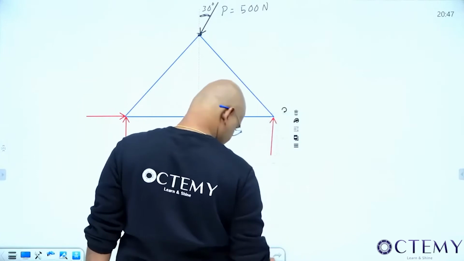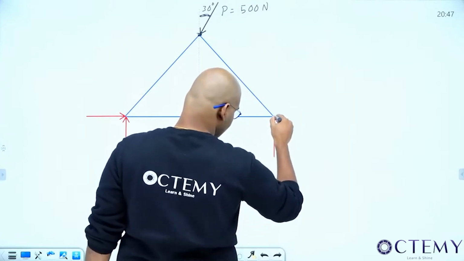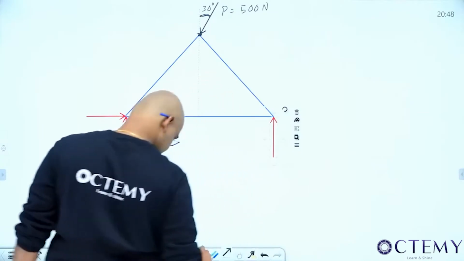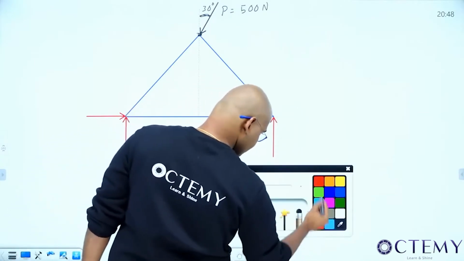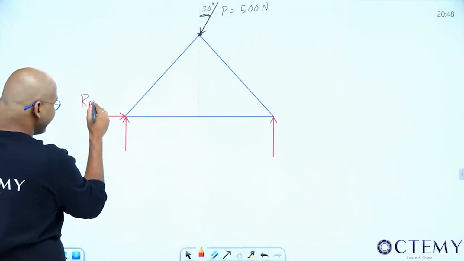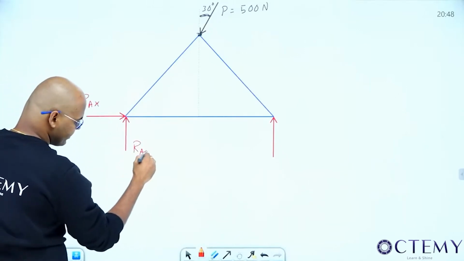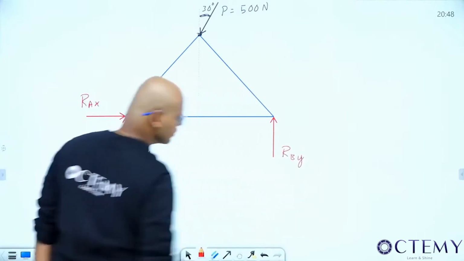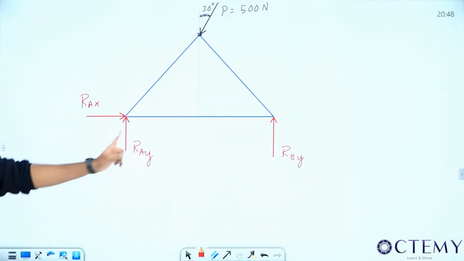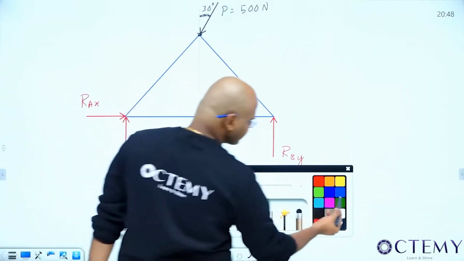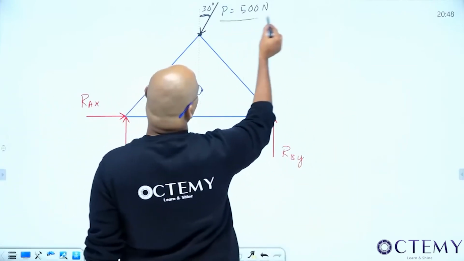At B, I have a roller. How much is this? RAX, RAY. This is RBY, RB, because only 1. Okay. So this is what we have. Free the body from everything and draw the sketch. Then actions done. Okay. Now what to do? Find the moment. So just before going to that, resolve this.